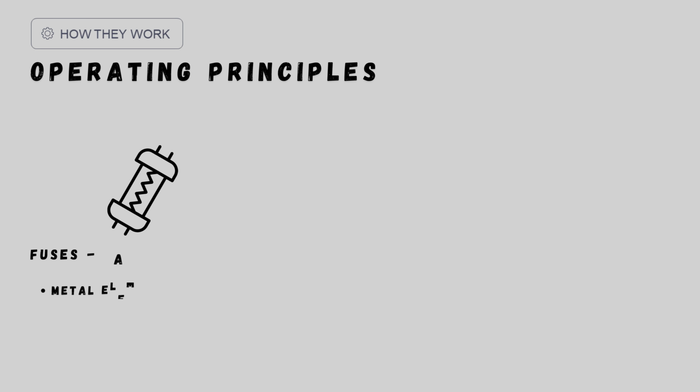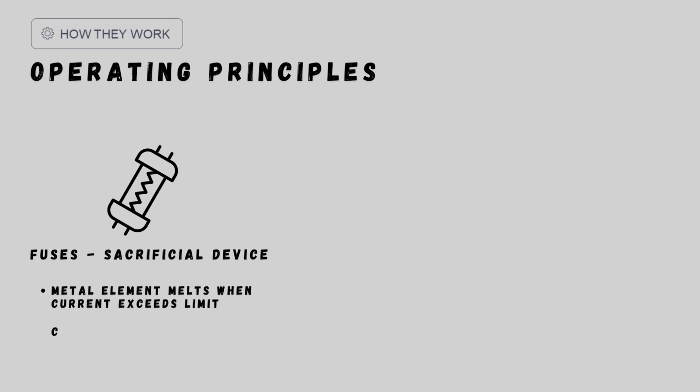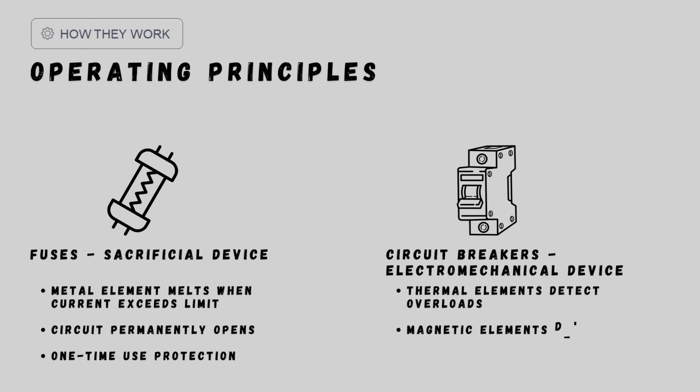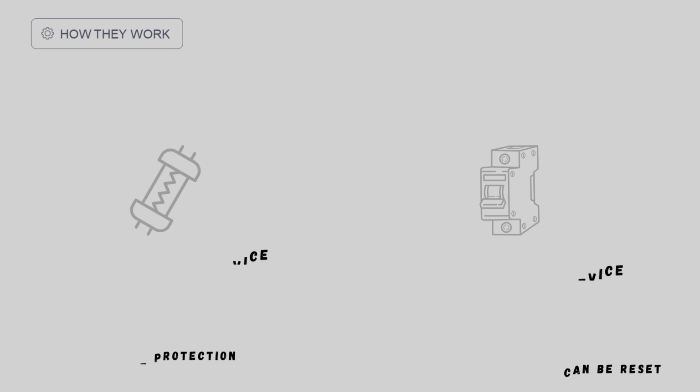A fuse is a sacrificial device. Inside is a precisely engineered metal element that melts when current exceeds a defined limit. Once it melts, the circuit is permanently open. A circuit breaker, on the other hand, is electromechanical. It detects overcurrent through thermal elements for overloads and magnetic elements for short circuits. When a fault occurs, internal contacts physically separate. Once the fault is cleared, the breaker can be reset.